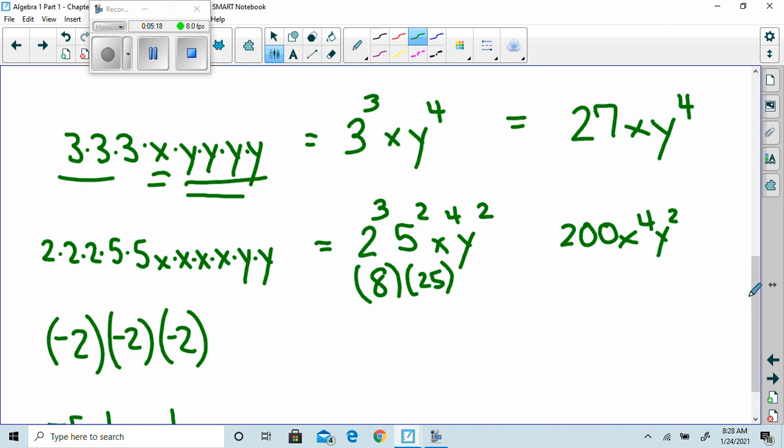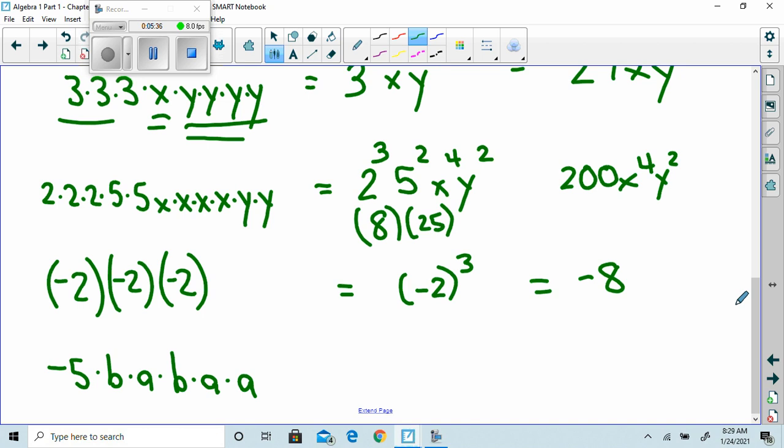The next one has negatives, so when I see negatives and they're in parentheses, I'm just going to get negative 2 in parentheses cubed, which means my final answer here will be a negative 8.